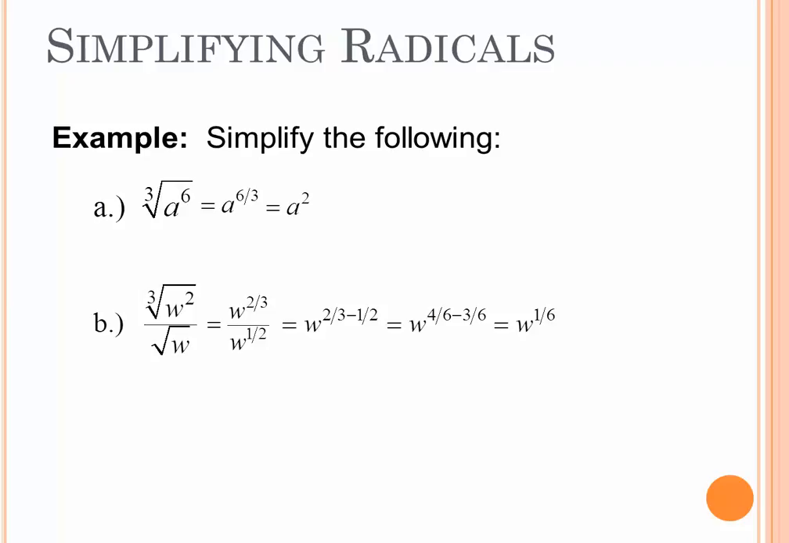So we have w to the 4 divided by 6 minus 3 divided by 6. Rules of fractions say you subtract the numerators once you have the same denominator. So 4 minus 3 is 1, which is where we end up with w to the 1/6 power. So at the beginning, the cube root of w squared divided by the square root of w is a big mess, but it could be simplified all the way down to w to the 1/6 power.